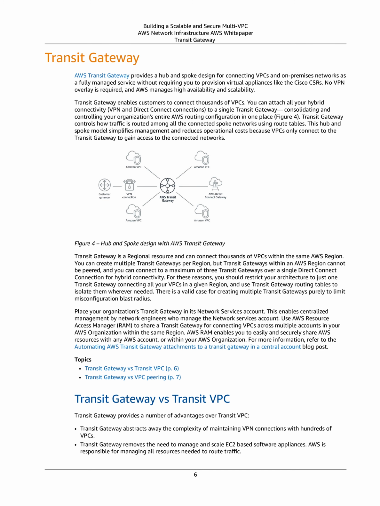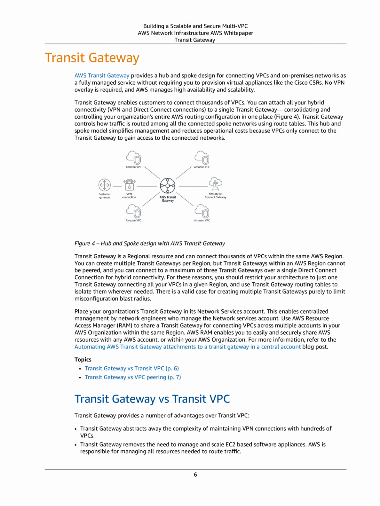Figure 4. Transit Gateway controls how traffic is routed among all the connected spoke networks using route tables. This hub-and-spoke model simplifies management and reduces operational cost because VPCs only connect to the Transit Gateway to gain access to the connected networks. Transit Gateway is a regional resource and can connect thousands of VPCs within the same AWS region. You can create multiple transit gateways per region, but transit gateways within an AWS region cannot be peered, and you can connect to a maximum of 3 transit gateways over a single Direct Connect connection for hybrid connectivity.